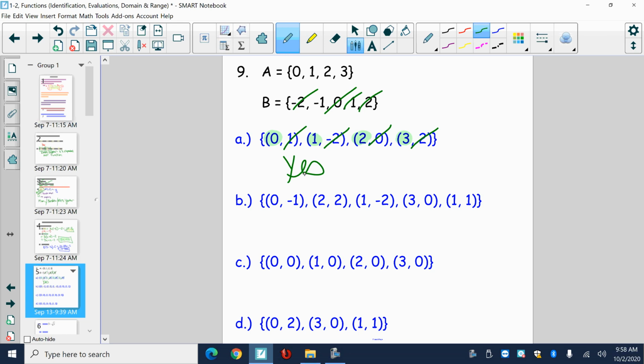Letter B: 0, negative 1, 2, 2, 1, negative 2, 3, 0, 1, 1. First thing, 0, 2, 1, 3, 1. Did my x values repeat? The answer to that is yes, my x values repeated. 1 chose negative 2 and 1 chose positive 1. Is this a function? No, it is not because my x values repeated.